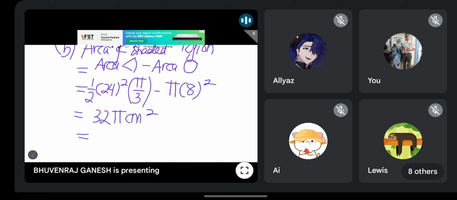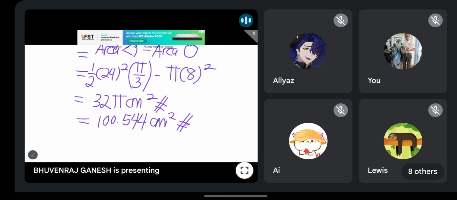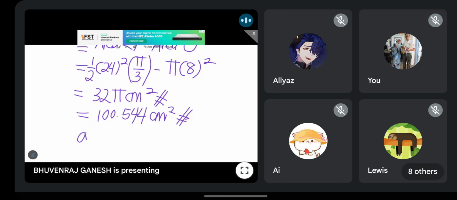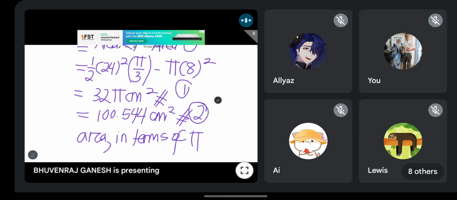Okay, if you want to write accurate answer, you will get 100.544 centimeter square. Both of these also can. Dua-dua pun diterima. Okay, depend on which one you like. Okay, but if the question say area in terms of pi, kalau soalan tanya macam ni, luas dalam sebutan pi, which one is correct? Number 1 or number 2? Mana yang betul? If the question specifically asks you like this, number 1.